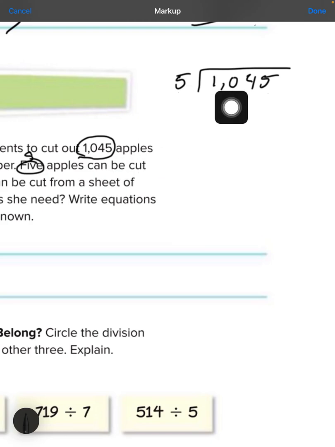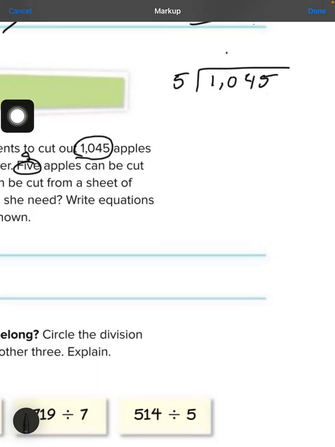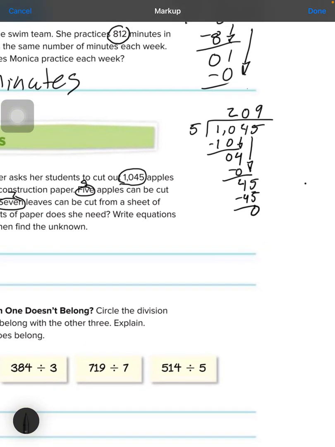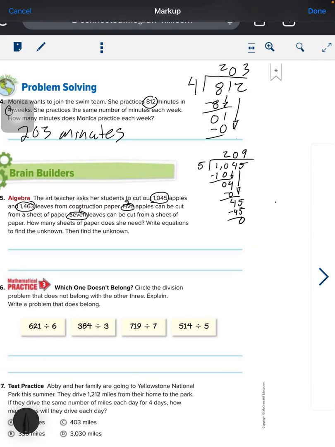All right, so I know that 5 cannot go into 1, so I'm going to have to go 2 factors deep, 2 numbers deep. 5 will go into 10 twice. 2 times 5 is 10. 10 minus 10 is 0. Bring down the 4. 5 will not go into 4, so we have to add a 0 up here. 0 times 5 is 0. Bring down the 4. Pull the 5 all the way down. 5 will go into 45 9 times. 9 times 5 is 45. All right, so we know that it's going to take 209 sheets for the apples. I'll do a big A over here.